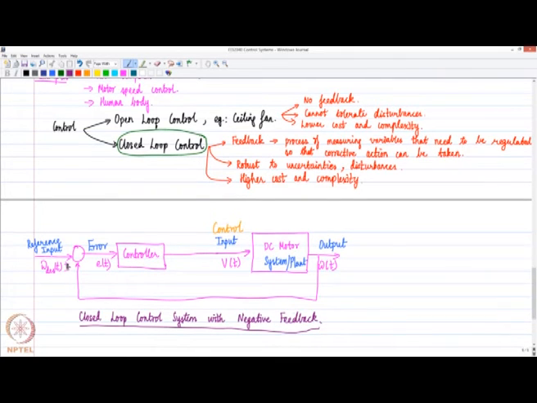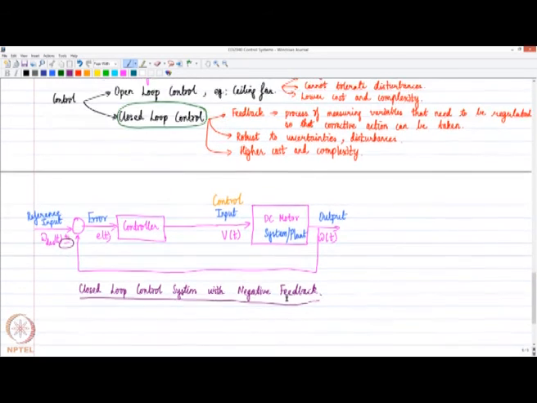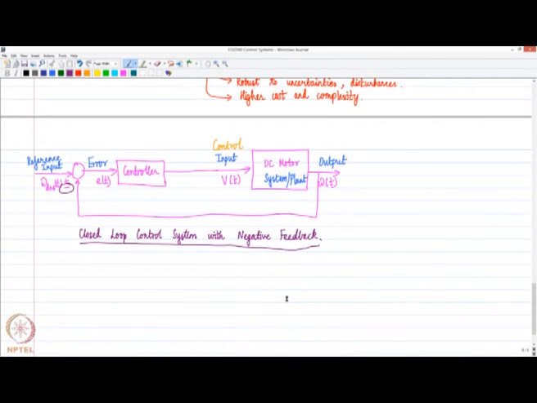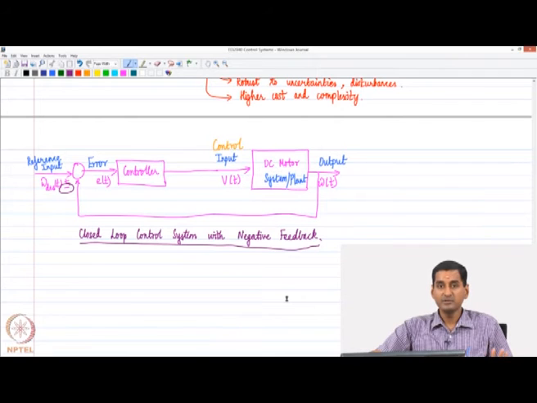Why it is negative feedback? Because at the summing junction you can see that we are subtracting, like the feedback signal is subtracted from the desired reference input, right. So, that is why it is called as negative feedback. Okay. So, we are taking the difference between the reference input and the actual output, okay, and calculating the error. Okay. This is what is called as a closed loop control system with negative feedback. Okay. So, we can see that this is what we are going to essentially do in this particular course.